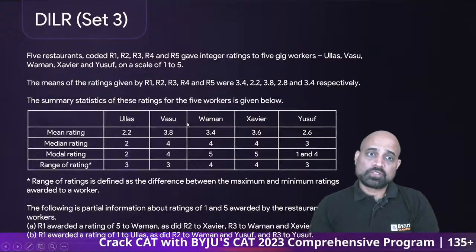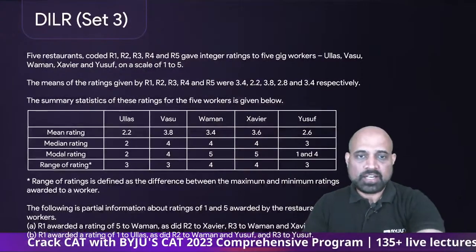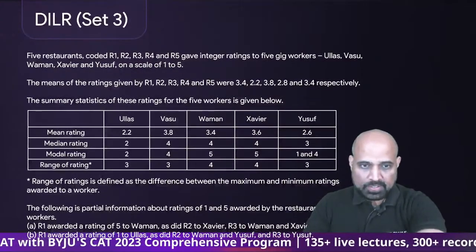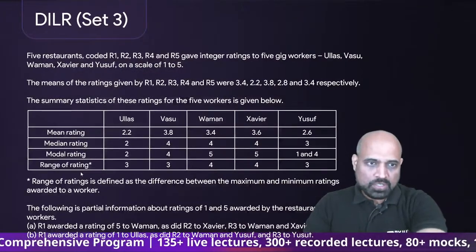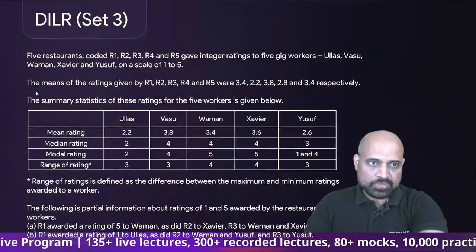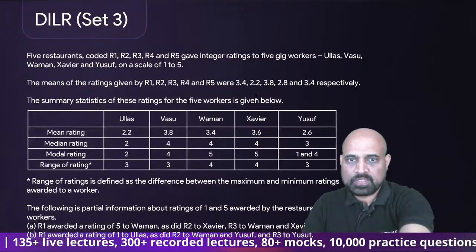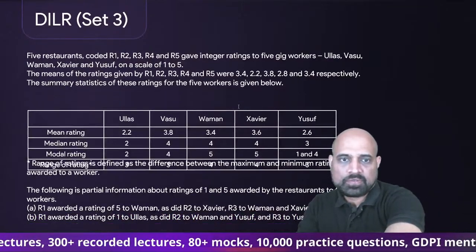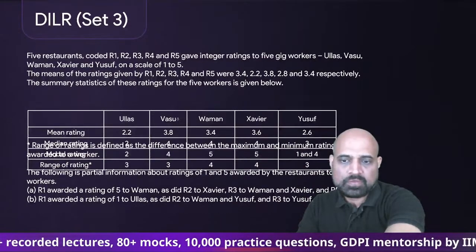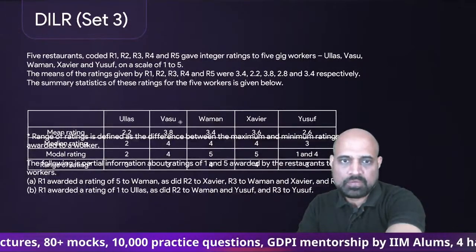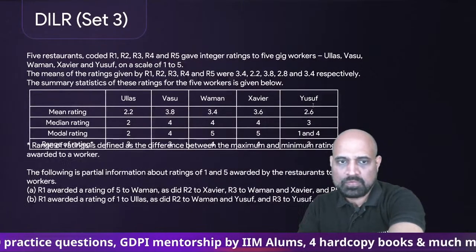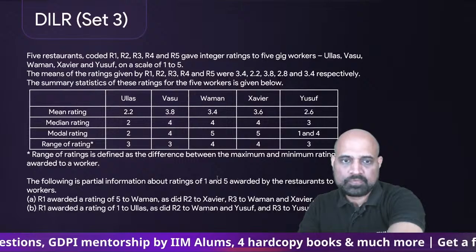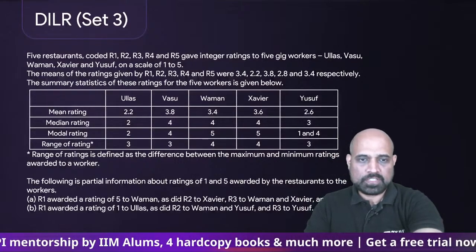Five restaurants coded R1, R2, R3, R4, R5. Is everything visible? थोड़ा सा मैं इसको ना थोड़ा फॉर्मेट ठीक कर देता हूँ. Hope now it is visible.